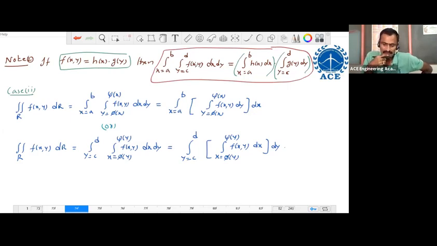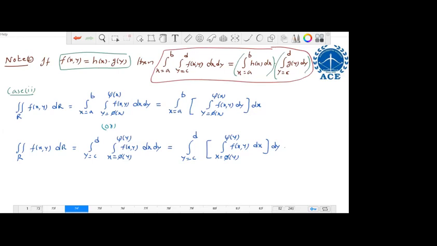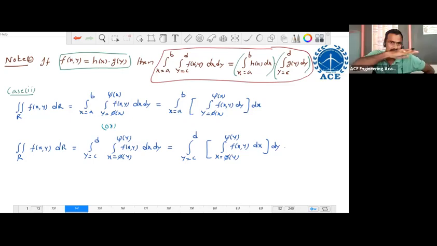Because for each x comma y point on the plane region, the heights will be the same. When f of x comma y is 1, for each xy, the output z is the same. On the top, if we add all these points and join all the points, we get the plane region.